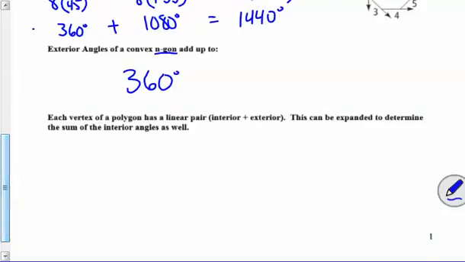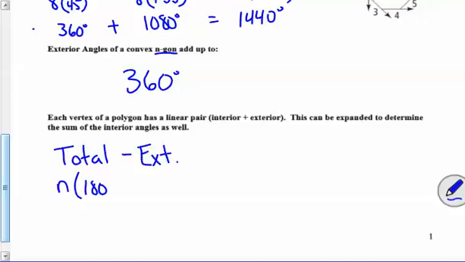So given that each vertex of a polygon has a linear pair, interior plus exterior, we can expand this to determine the sums of the interior angles as well, right? We were talking about the total, right? The total is always the number of sides times 180. If we subtract the exterior angles, which has always been 360 degrees, we will get our interior angles.